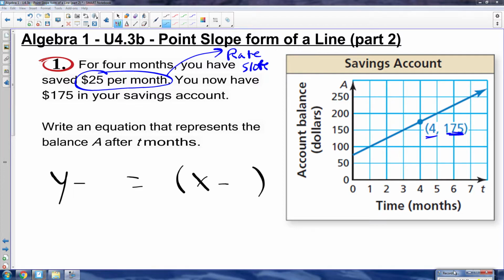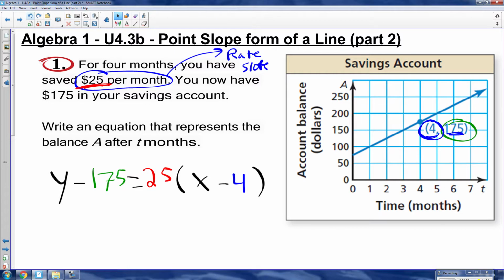What's the point that we want to use? Would you agree it's 4, 175? So shouldn't we do y minus 175 right here, and then x minus 4 here? Now the question becomes, what is the slope, the rate? How much are we saving each month? Yes, $25. So if we're saving $25 per month, 25 goes here. So that is the equation of the line. That's really all it is.